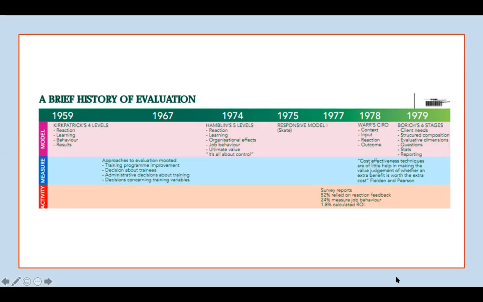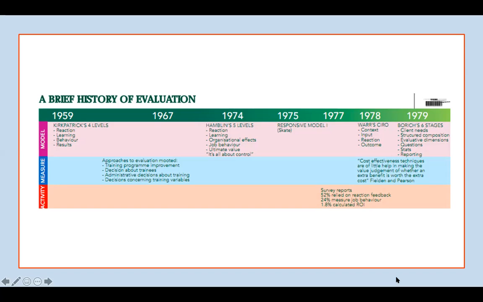So he would have been the first to propose anything around evaluation of training, and this would have been back in 1959, as I said. Moving on then towards the 1960s, the approaches to evaluation were mooted, and you looked at things like training program improvement, making decisions about trainees, administrative decisions around training as well, and decisions concerning training variables. We'll be going through all the other levels as well when we get there.